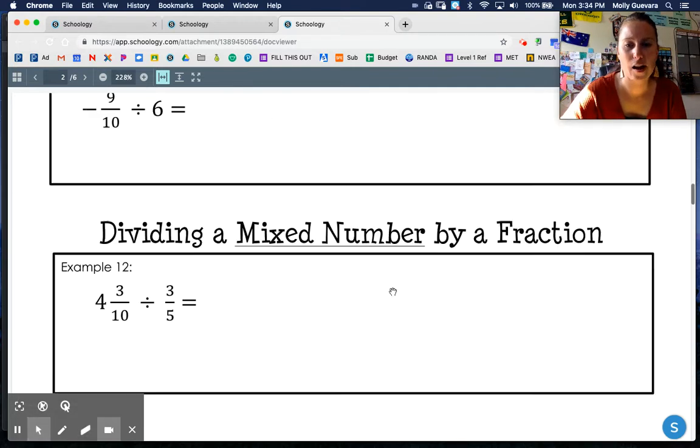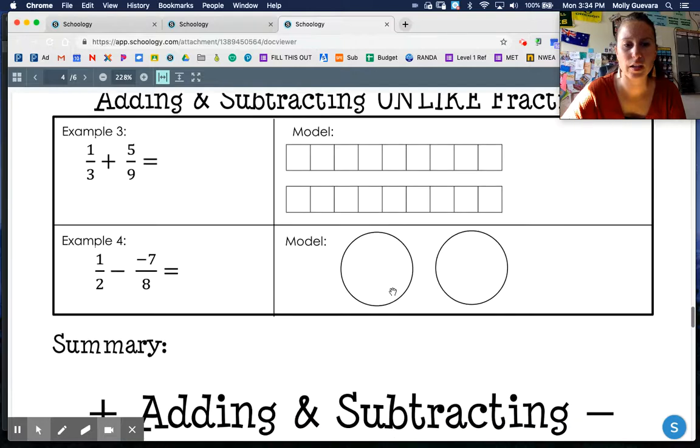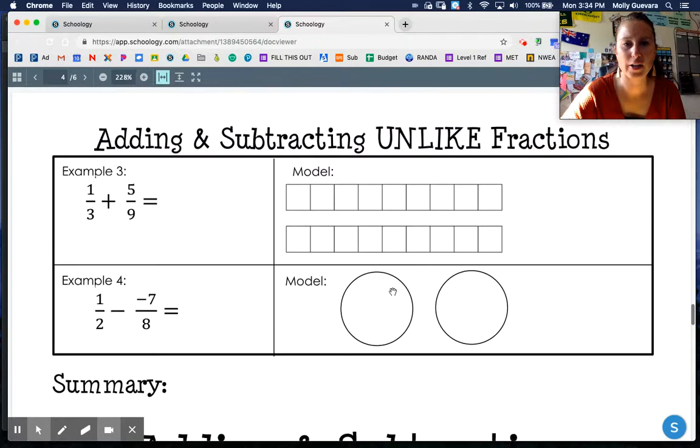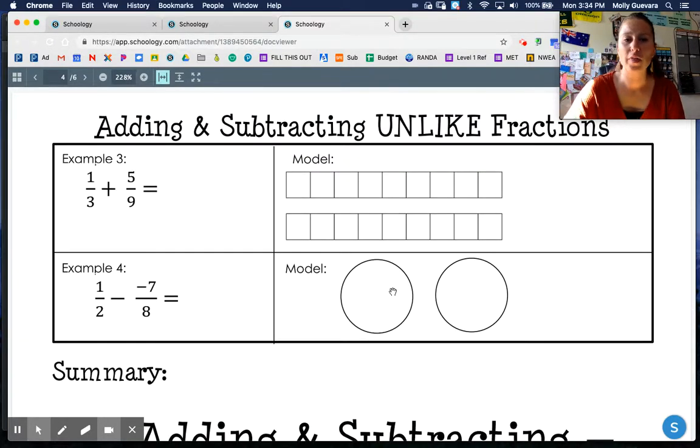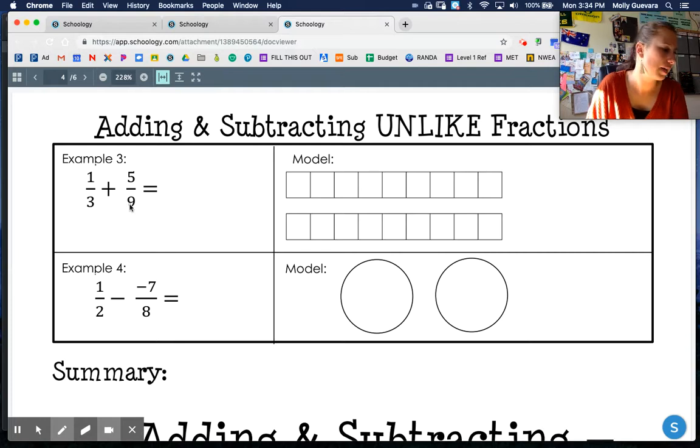So now we're going to look at if you are adding or subtracting without common denominators. Okay, so like here in example 3, I do not have a common denominator, right? 1 is 3 and 1 is 9. So super important that we need to get a common denominator.